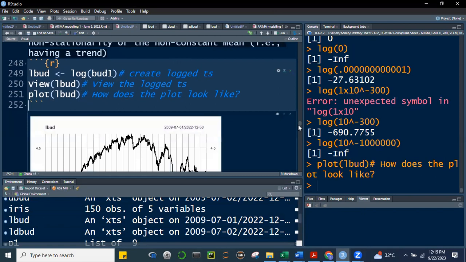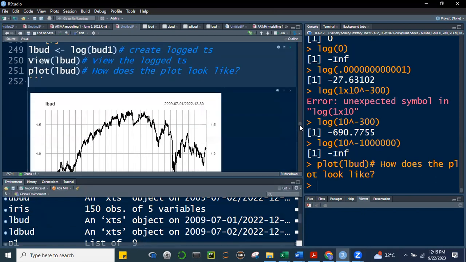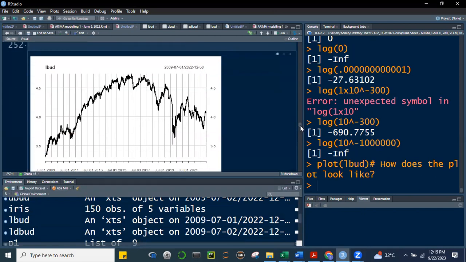Yan. Okay, how does the log of bud plot look like, class? Any comment? Log of bud yan. I plotted the log of bud. How does it look like? Non-stationary, sir. Yeah. Did it address the trend? In-address ba ni log bud yung trend? No, sir. No, it does not.